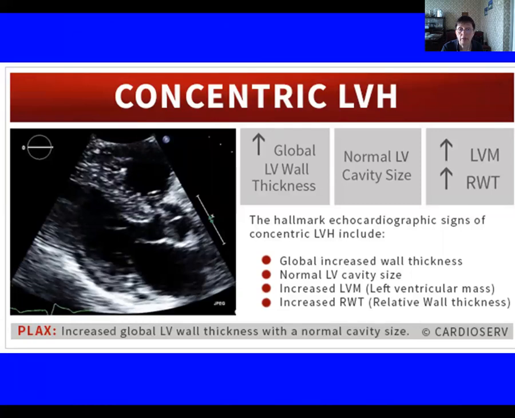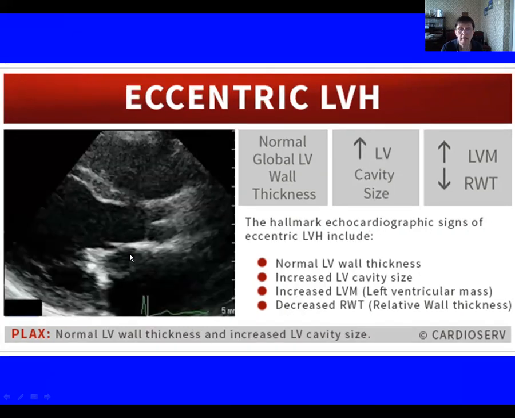And depending on the results of these measurements, we can make a diagnosis of concentric left ventricular hypertrophy in case only the walls are thick but the cavity is normal, or we can make a diagnosis of eccentric LVH. In this case, the walls are not thick, they are normal, but the cavity of the left ventricle is enlarged. It is distended, and this type of hypertrophy is called eccentric.